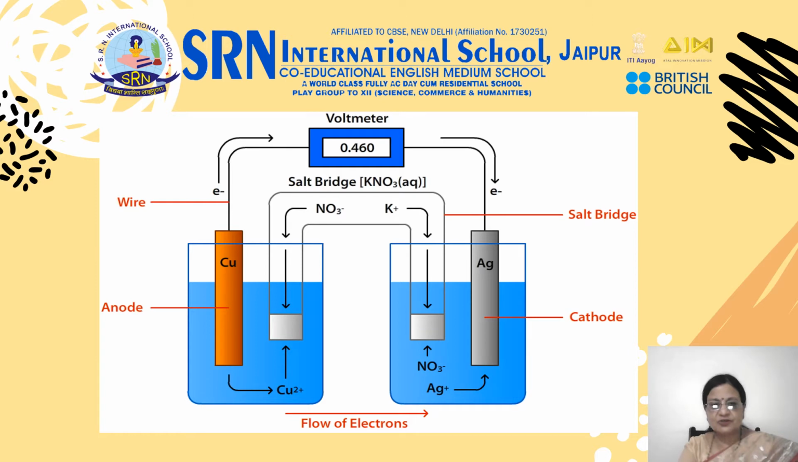So this is a particular galvanic cell which is made up of two half cells, each shown by a beaker. On the left hand side, we have a copper rod dipped in copper sulfate solution, or say copper nitrate solution, and the other half cell, which acts as a cathode, has a silver electrode dipped in silver nitrate solution. When these two half cells, that is the two electrodes, anode and cathode, are connected by a wire through a voltmeter, then the electrons will start flowing from anode towards cathode.